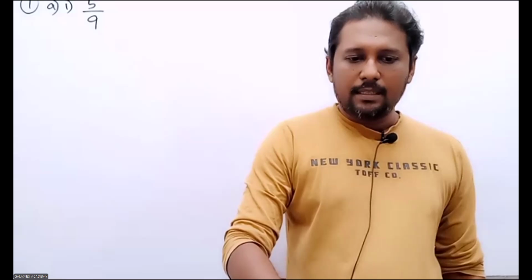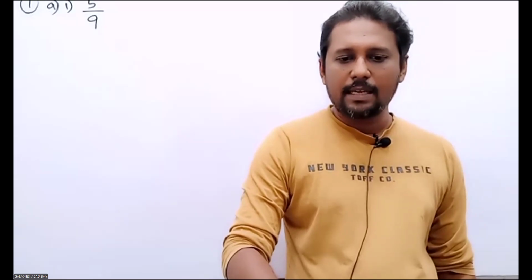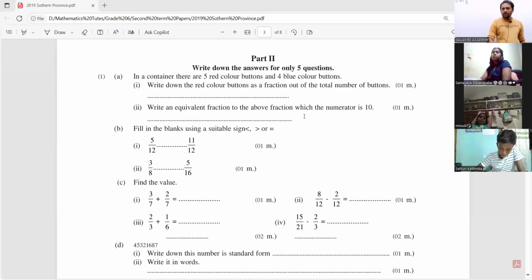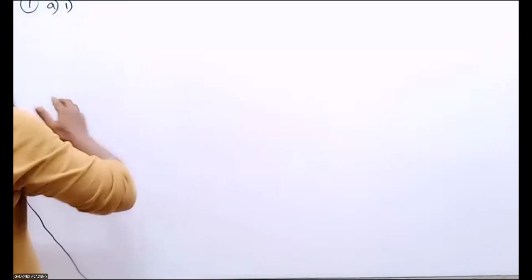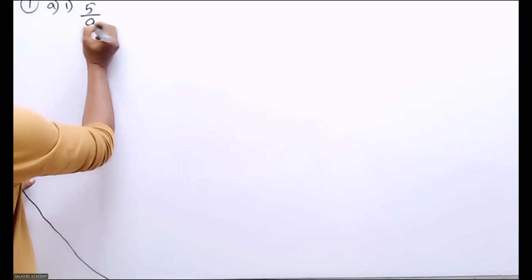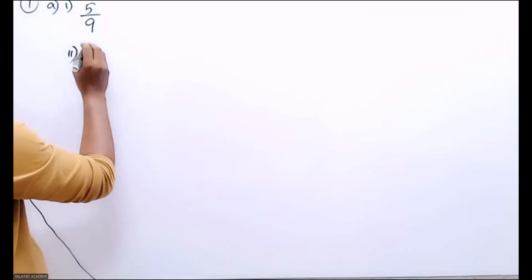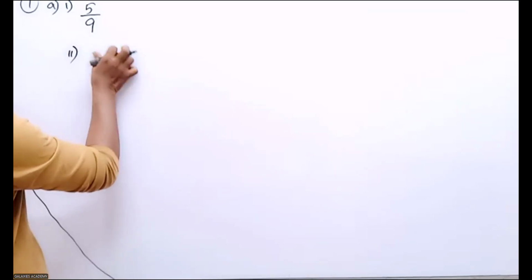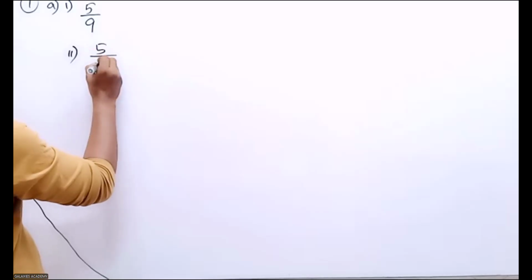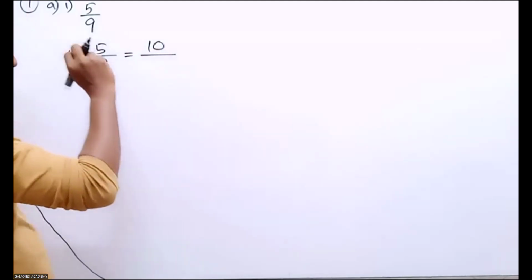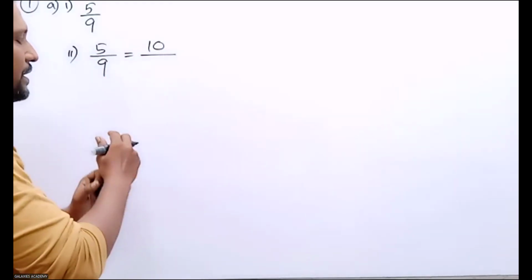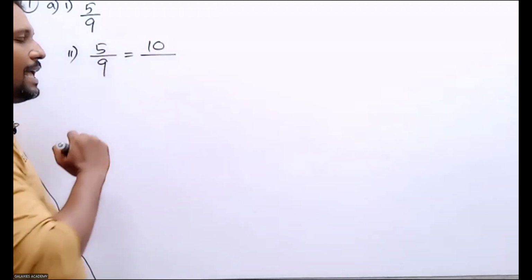Right, then let's go to the second part. The second part says, write an equivalent fraction for the above fraction, such that the numerator is 10. Equivalent fraction you have to write for this one, okay? 5/9. You have to write the equivalent fraction such that the numerator is 10. Right? How can you write the answer? The fraction is 5/9. We have to write the suitable equivalent fraction such that the numerator is 10.